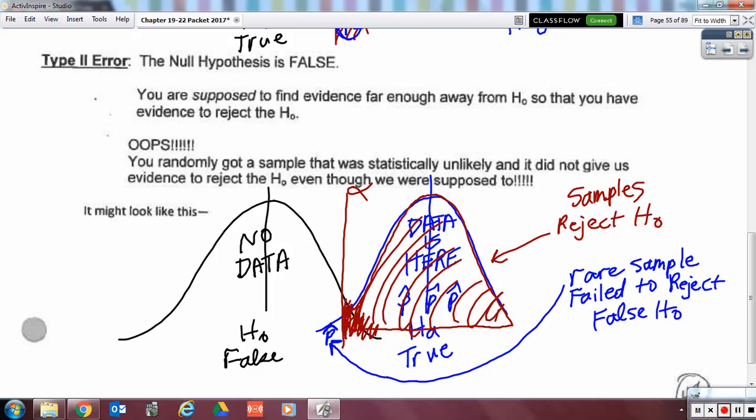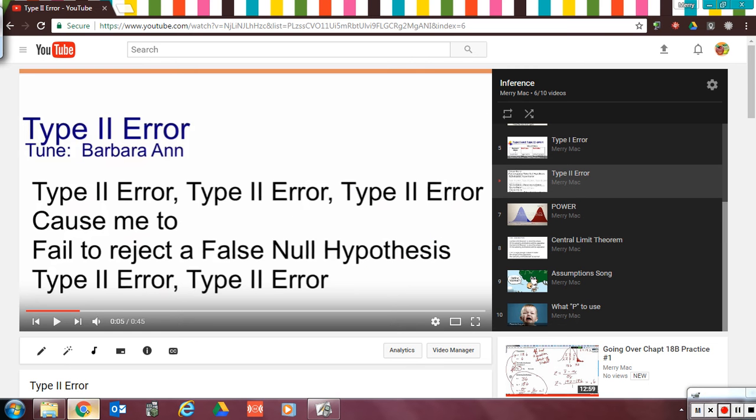But if you fail to reject a false null hypothesis, that's a type 2 error. So what's happening is, see this? This is no evidence. You did not find evidence to reject the false null hypothesis. So that's another set of words in the song. You got no evidence, and you failed to reject a false null hypothesis. All right, let's do our type 2 error song.